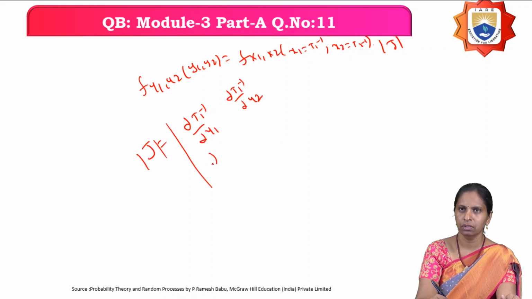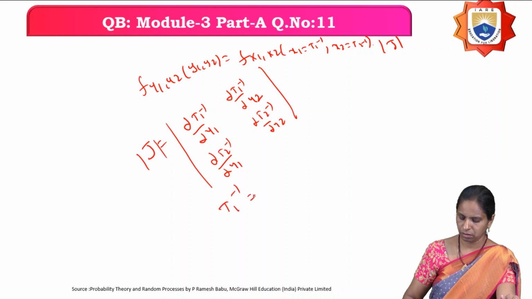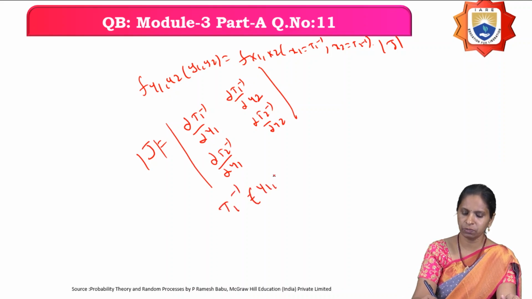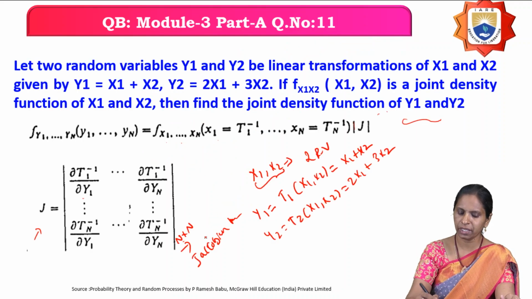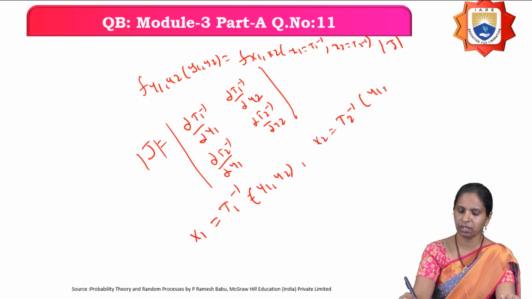This is the first row. Note the second row: del T2 inverse by del y1, and del T2 inverse by del y2. So what is T1 inverse? T1 inverse of y1 comma y2, nothing but what? We are going to get the random variable x1. How do you get y1? By performing the transformation on x1, x2. Similarly, you want the x1 random variable. So by performing the inverse operation on these two random variables, you are going to get the random variable x1. Then x2 is nothing but T2 inverse of y1 comma y2.